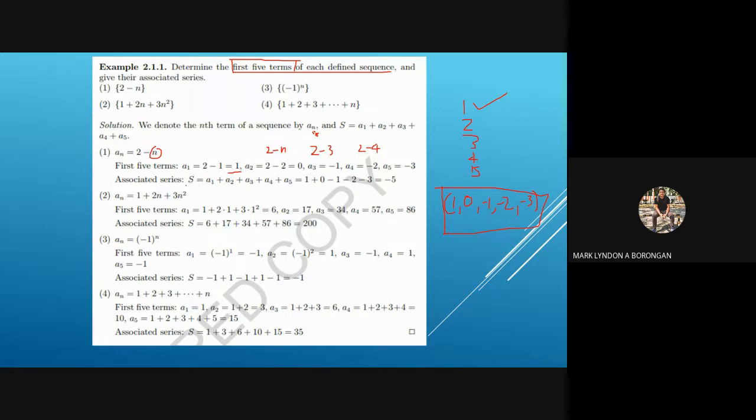So now to get the associated series, all you have to do is add them all. So adding, we have 1, 0, negative 1, negative 2, negative 3. Simplifying them, you'll get negative 5. So we have negative 5 here.